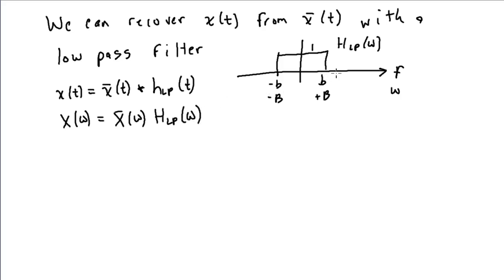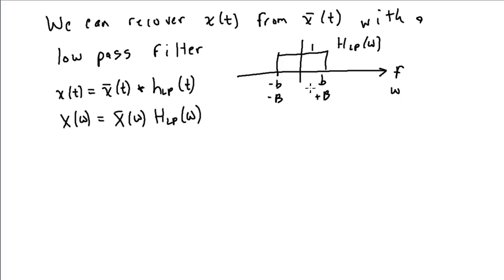So what this low pass filter does is it passes through the replica that's centered at omega equal to 0 and filters out all of the other high frequency replicas. But by doing that, I've recovered a spectrum that's identical to that of my original signal. So I've been able to recover my original signal.